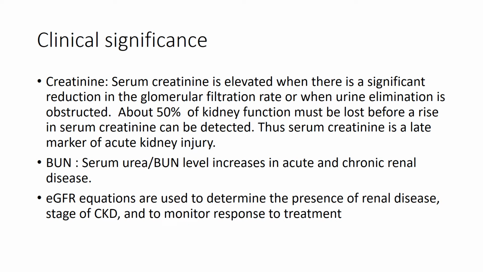Blood urea nitrogen, or BUN. Serum urea or BUN level will be increased in acute and chronic renal disease. The eGFR equation is used to determine the presence of renal disease, the stage of chronic kidney disease, and to monitor response to treatment.